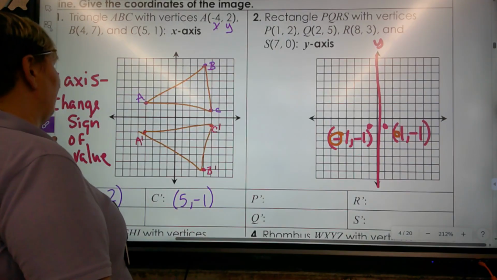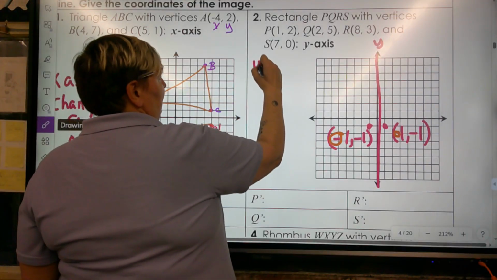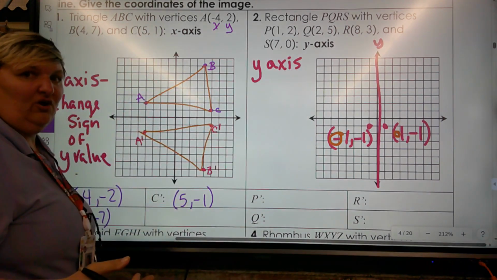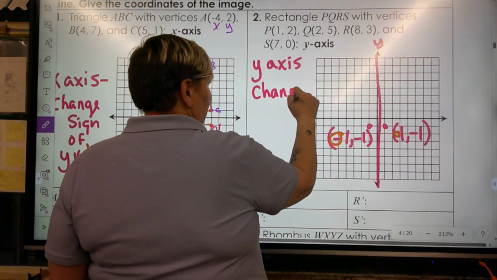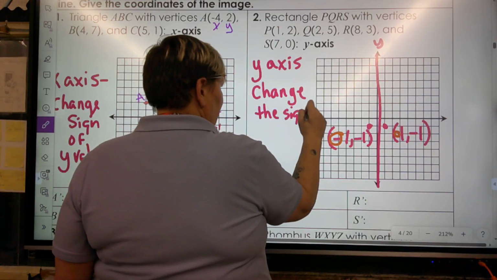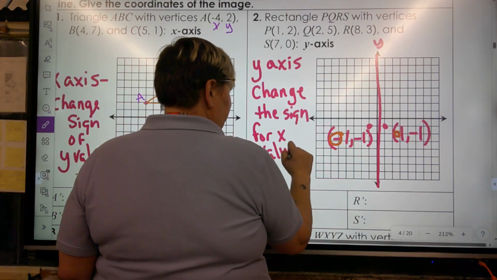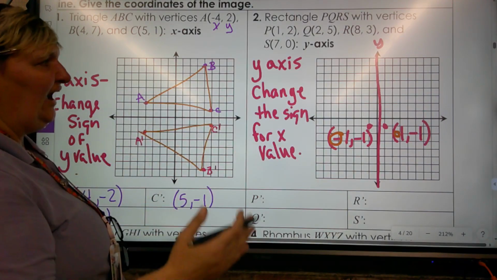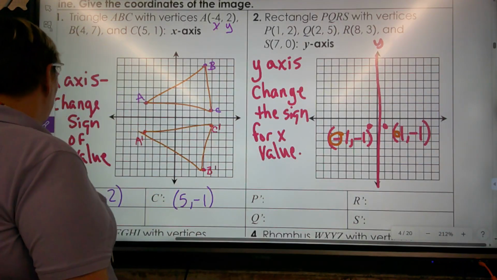So when we're crossing over, right, when we're crossing the y-axis, when we're reflecting over the y-axis, we're going to change the sign for the x value this time. This time we're going to change it for the x value. We're reflecting over the y-axis. We're going to change the x value sign. Right? Now let's see if this works.